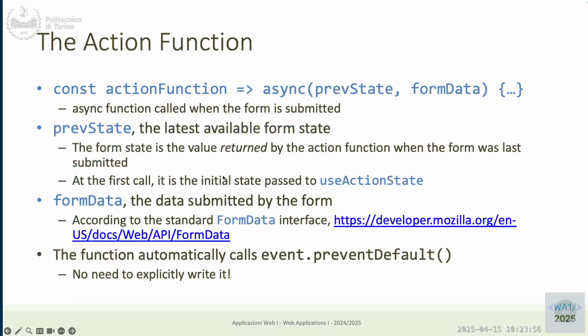The handler function receives two arguments. One is a sort of a previous state and is expected to return an updated value of state. So actually this action function can be called many times. Imagine when you are submitting a form, trying to submit a form, and then you have some validation error.